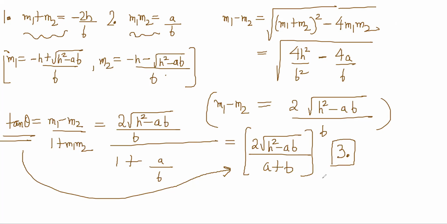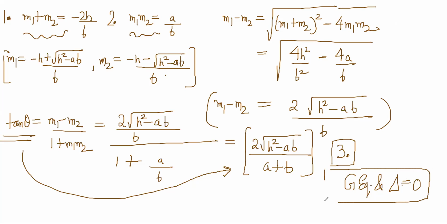Obviously you need to know the general equation and del, where del is equal to 0 for it to be a pair of straight lines. Theoretically, this is it. This is pair of straight lines. Nothing more is there.